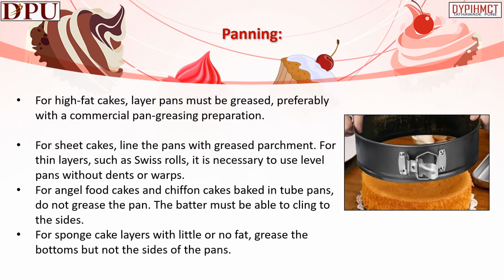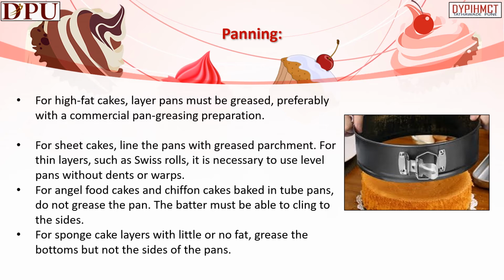Now, we are going to learn what is panning. Panning is greasing of cake pan with some fat or with some parchment, which makes it easy to remove cakes from cake pans. For high-fat cakes, layer pans must be greased, preferably with a commercial pan greasing preparation. For sheet cakes, line the pans with greased parchment.